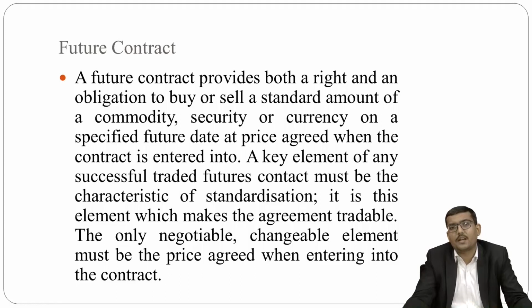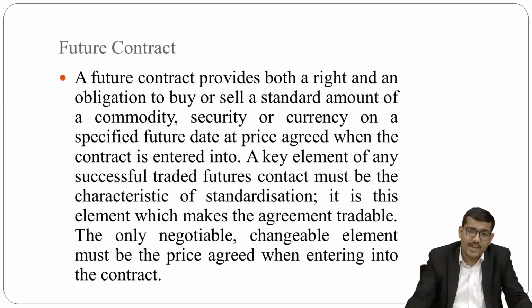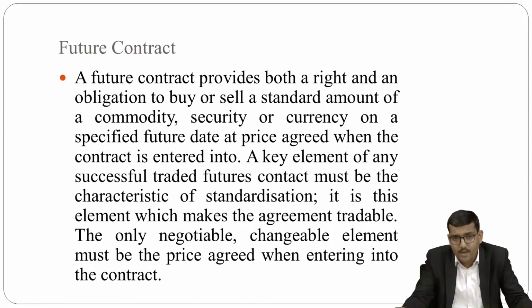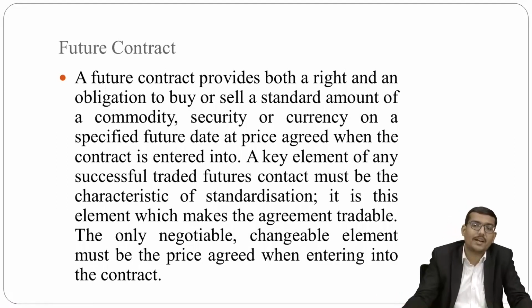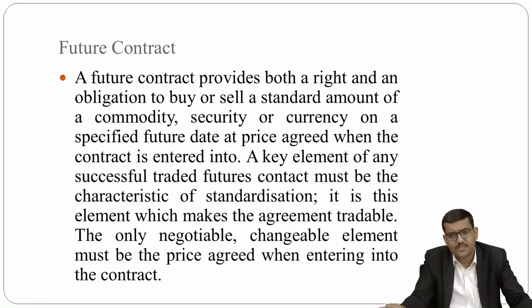A futures contract provides both the right and the obligation to buy or sell a standard amount of a commodity, security or currency on a specified future date at a price agreed when the contract is entered into. That means whenever you enter into a contract, at that point in time, the price you give is the price defined in the contract, which will be treated as a futures contract. Ultimately, this is a futures contract. That means it will be executed in the future. But right now, you just standardize or quote that particular price for the commodity or currency or security.